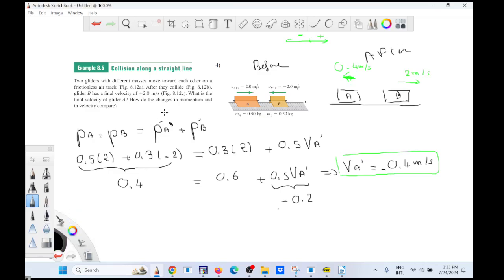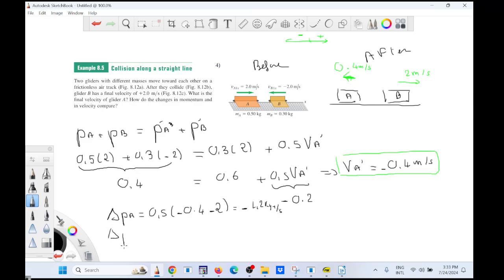Second question, the change in momentum. So the change in momentum for A equals the mass, so 0.5, times the final speed, minus 0.4, minus initial speed, 2. So that will be 0.5 times minus 2.4, which is minus 1.2 kilogram meter per second.